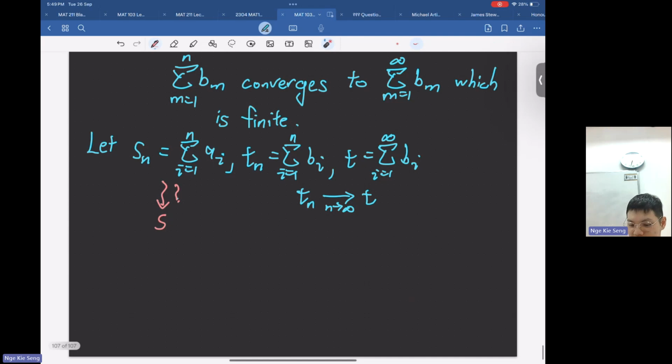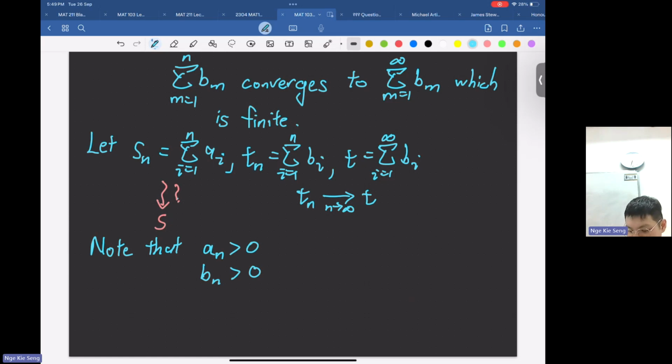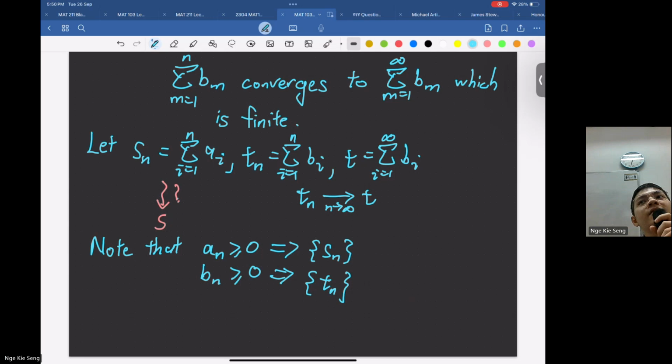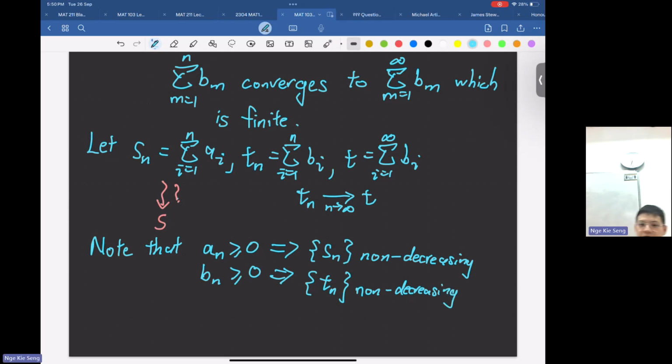Let's write down what we are given. We have an greater than or equal to 0, bn greater than or equal to 0. When I look at the n-th partial sum, what kind of sequence is it? You keep adding new positive numbers, so it is increasing. Strictly increasing is a bit too strong since terms can be 0 sometimes, so it is non-decreasing. It sometimes stays constant. So you know that these two are non-decreasing.